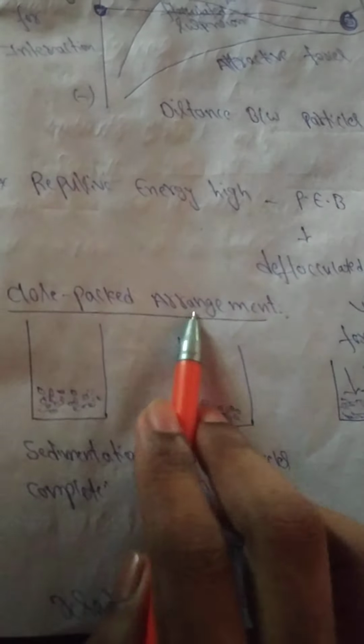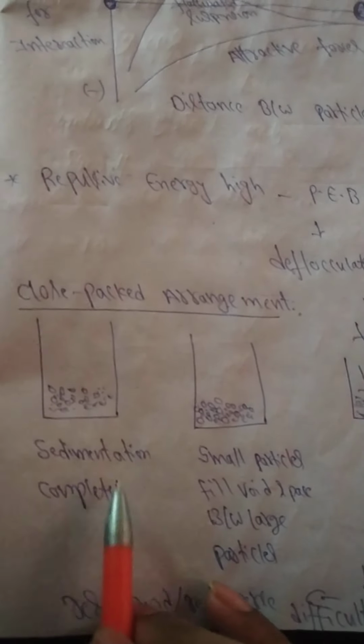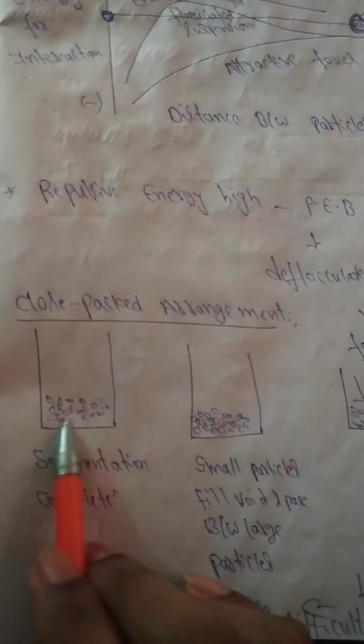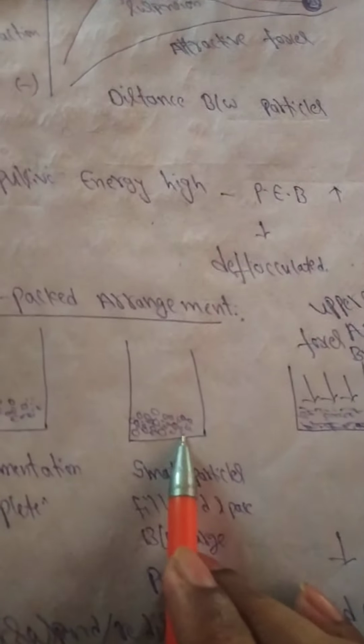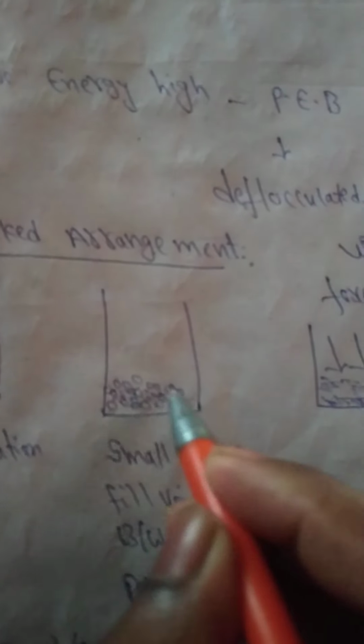in a deflocculated state. In the deflocculated state, a closely packed arrangement can be observed. After the sedimentation process is completed, all particles are settled at the bottom. In this process, the small particles fill the gaps between larger particles. The small particles fill the void spaces of the larger particles.